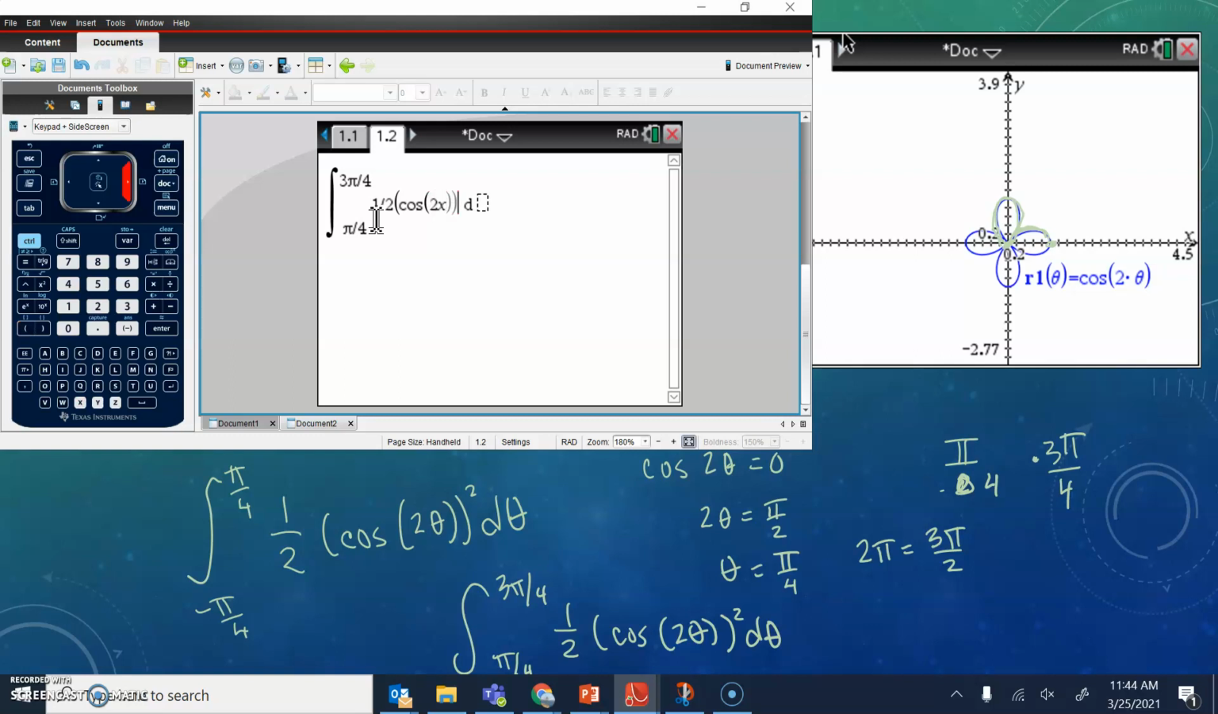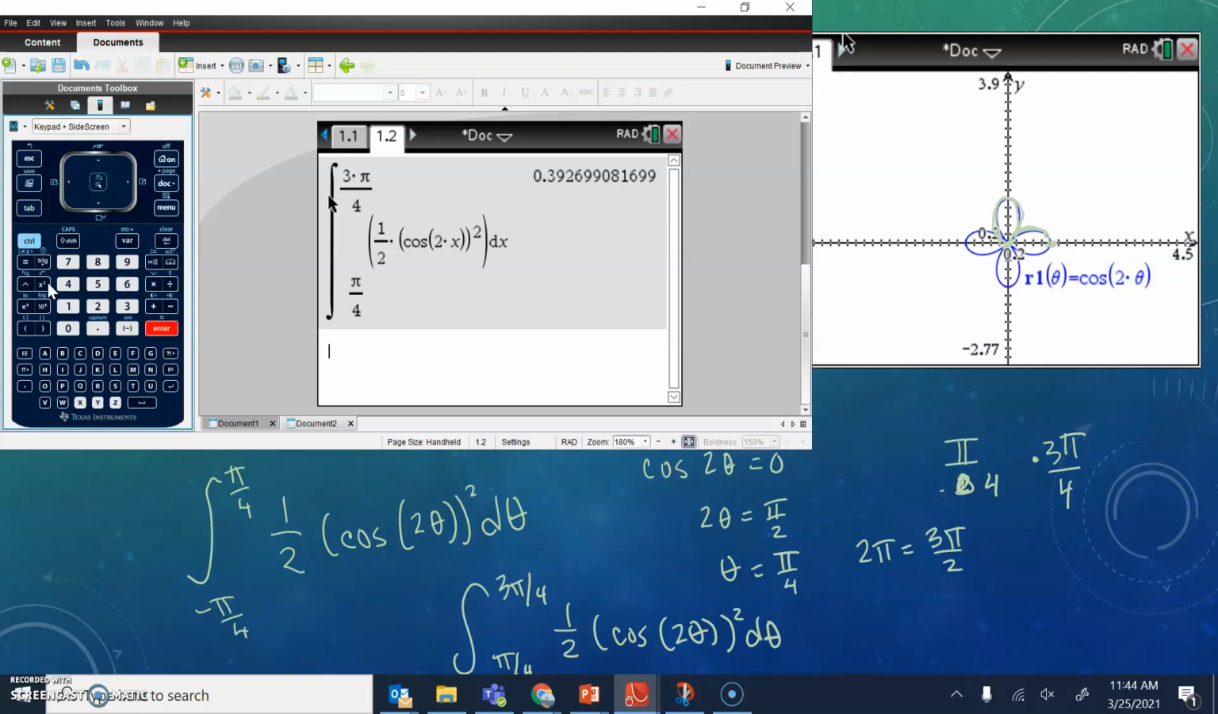I prefer typing x's to typing thetas, but you could certainly use the letter theta if you like. That variable, remember, is a dummy variable. You would get the same answer either way. All right, so that's how you would do it. You would do it with your calculator to evaluate that area.